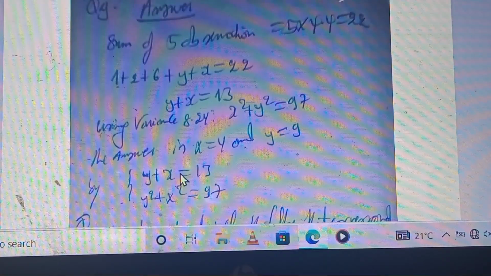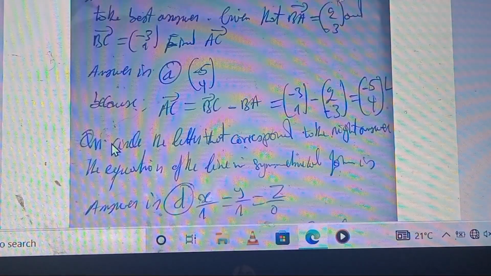Then you use simultaneous equations, and you get the fourth number as 4 and the fifth number as 9. That is what I said. Yes. Question number 10. Work out and circle the correct answer corresponding to the best answer. It is a multiple choice question.